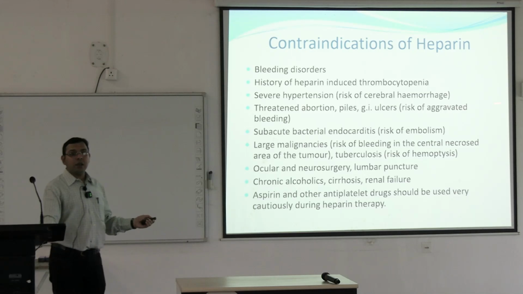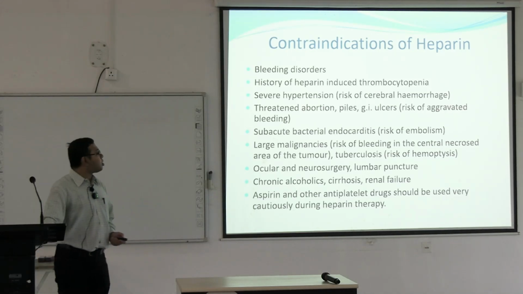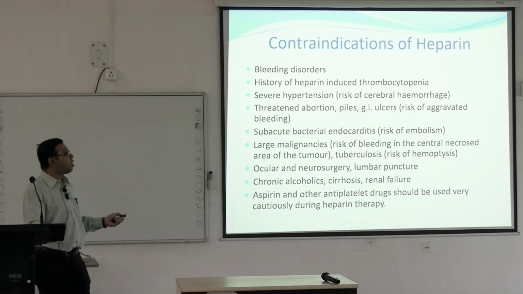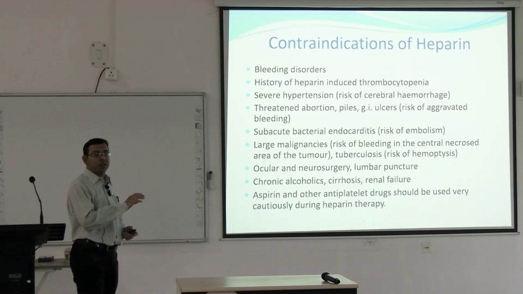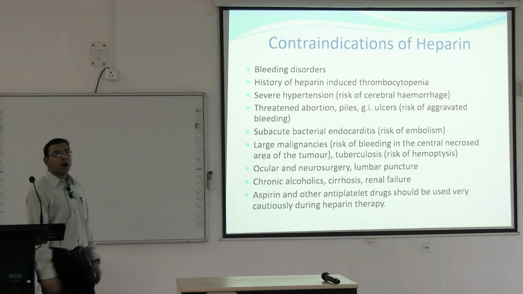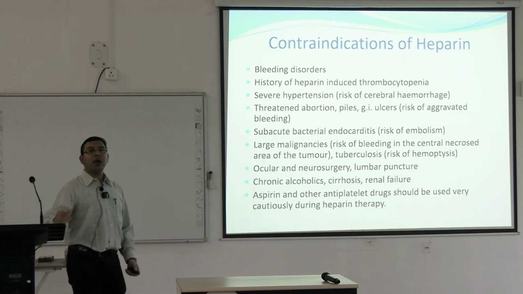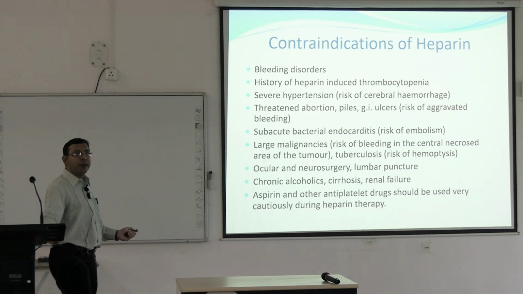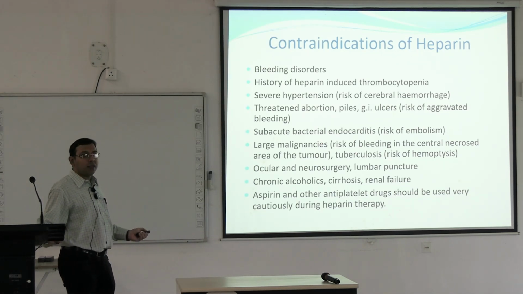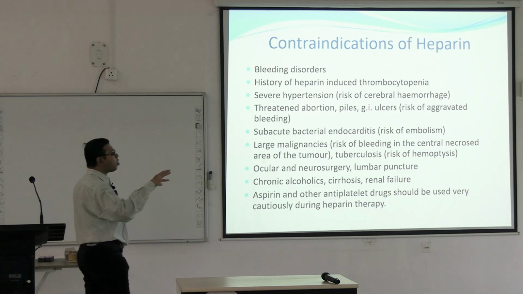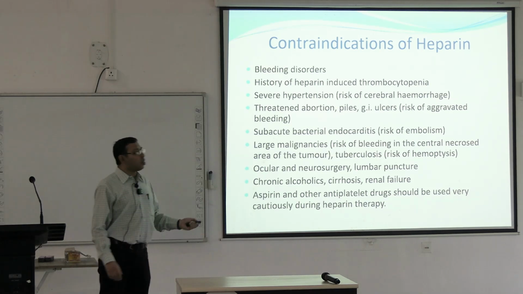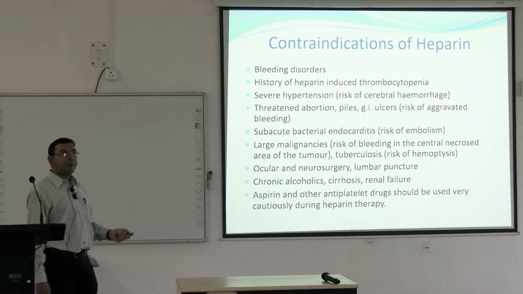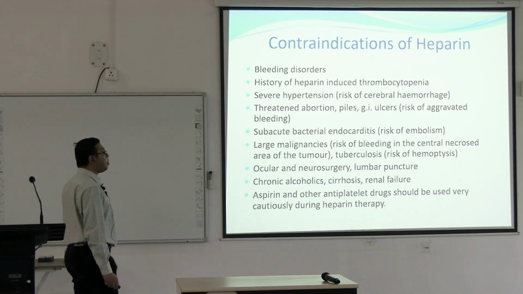Severe hypertension, because there is a risk of cerebral hemorrhage. Threatened abortion, piles, gastrointestinal ulcer, because there is a risk of aggravated bleeding. Subacute bacterial endocarditis, these patients are more prone to embolism, so thromboembolism can develop when heparin is given. Large malignancies, mainly solid malignancies, where the risk of bleeding in the central necrotic part is more. Tuberculosis, there is a risk of hemoptysis.